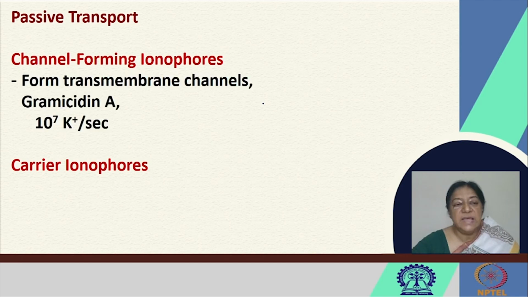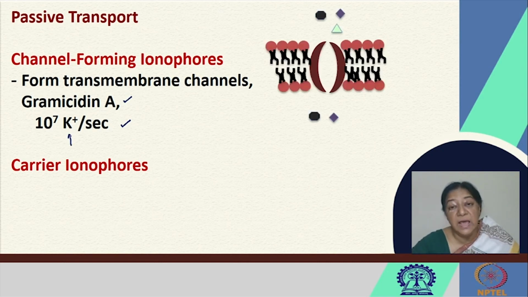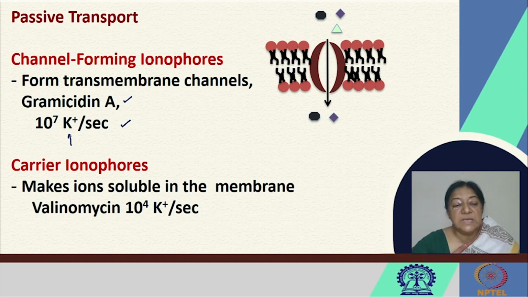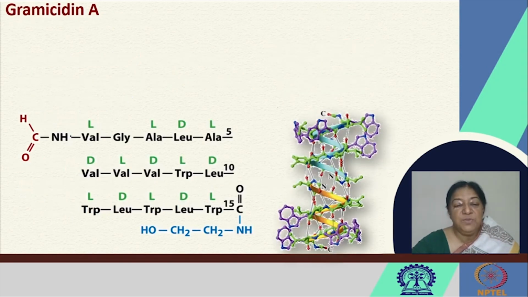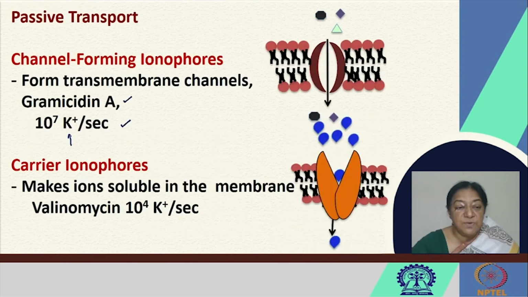The passive transfer can occur through channel forming ionophores. In this case, transmembrane channels are formed, and if we look at a specific example, gramicidin A, this transfers around 10 to the 7 K plus ions per second, and this is the way it does the transfer, where there is a channel forming ionophore. So the transfer occurs in this way. When we look at a carrier ionophore, it makes ions soluble in the membrane, for example valinomycin, and it allows the transfer in this fashion. And in the case of valinomycin, this is the transfer rate.